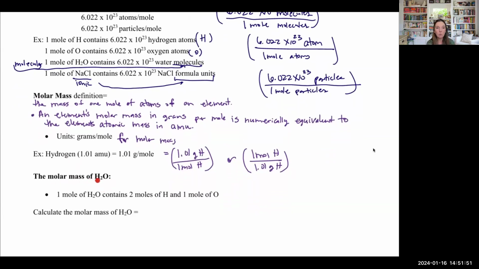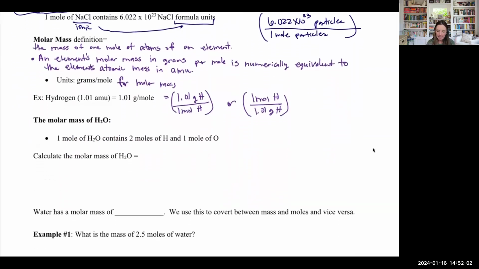So the molar mass of water: 1 mole of water contains 2 moles of H and 1 mole of O. We know that from the subscripts. So let's calculate the molar mass of H2O. We're going to do that together right now. So H2O, I know I have hydrogen. I have 2 hydrogen moles. For oxygen, I have 1. And now we need to go to the periodic table to get the mass of H and the mass of O. So have your periodic table out.